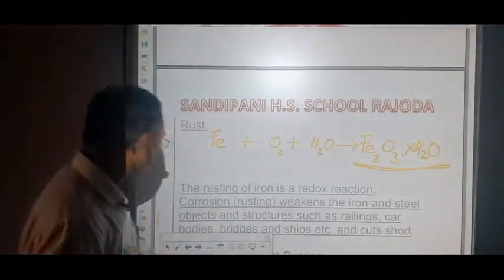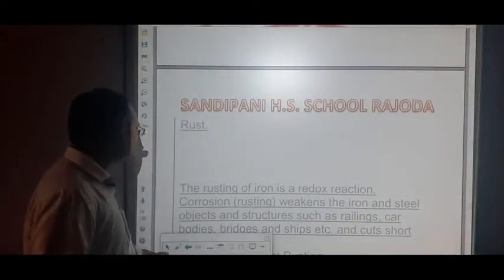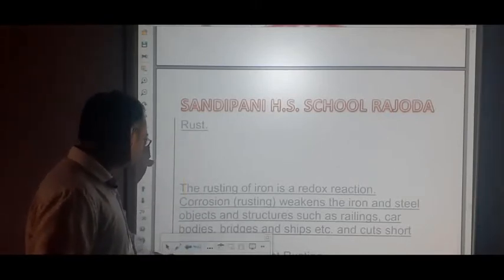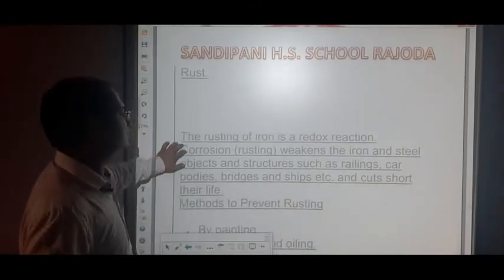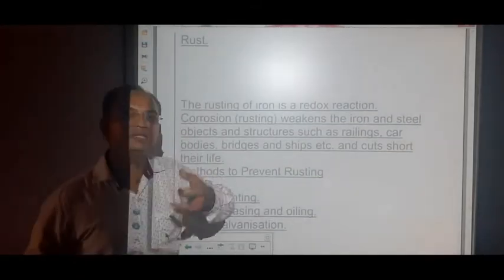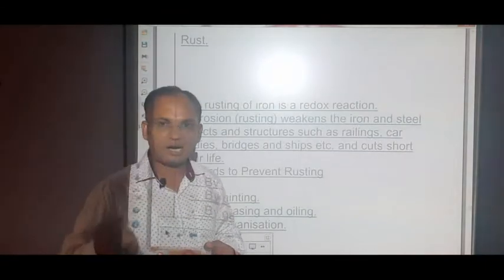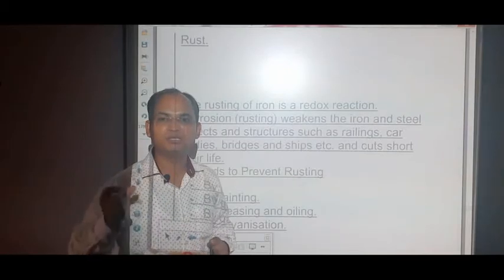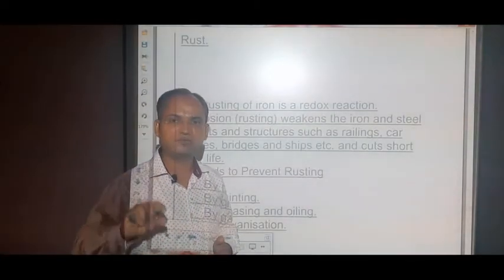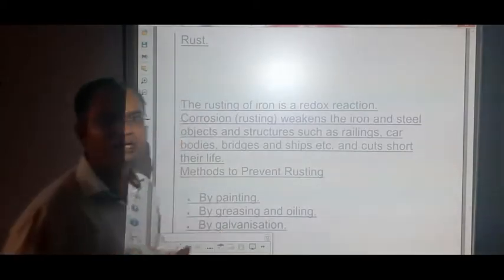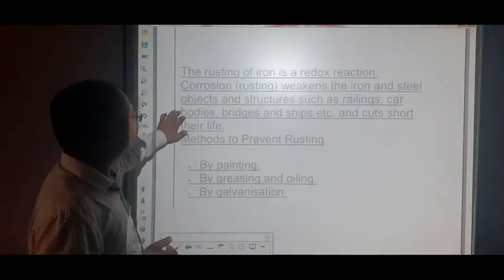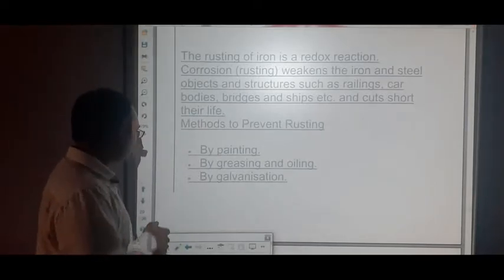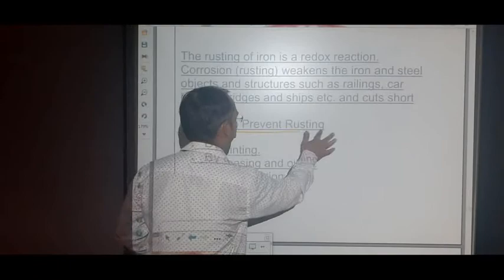So now our next topic is how we can prevent the rusting of iron. Actually students, the rusting of iron is nothing but an oxidation reaction, because oxygen is combining with the iron atom and the iron atom is getting oxidized. So this reaction is an oxidation reaction. The rusting of iron is nothing but an oxidation reaction. Now students, methods to prevent rusting of iron. How can we prevent the rusting of iron?